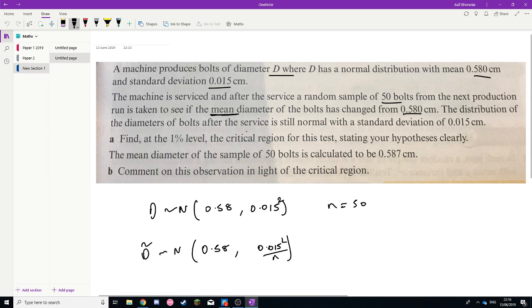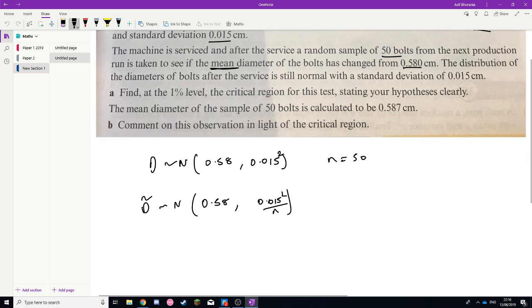The distribution of the diameters after the service is still normal with a standard deviation of 0.015, which is the same. Find the 1% level critical region for this test. Because we want to see if it's changed, it's a two-tailed test, so this is not equal to. The mean diameter is calculated to be, that's the test statistic. Comment on this observation in light of the critical region. Okay, so they're directing you to do it a specific way. You can use either inverse normal or standard normal distribution. But the goal is to work out the critical region first, so let's crack on with that.